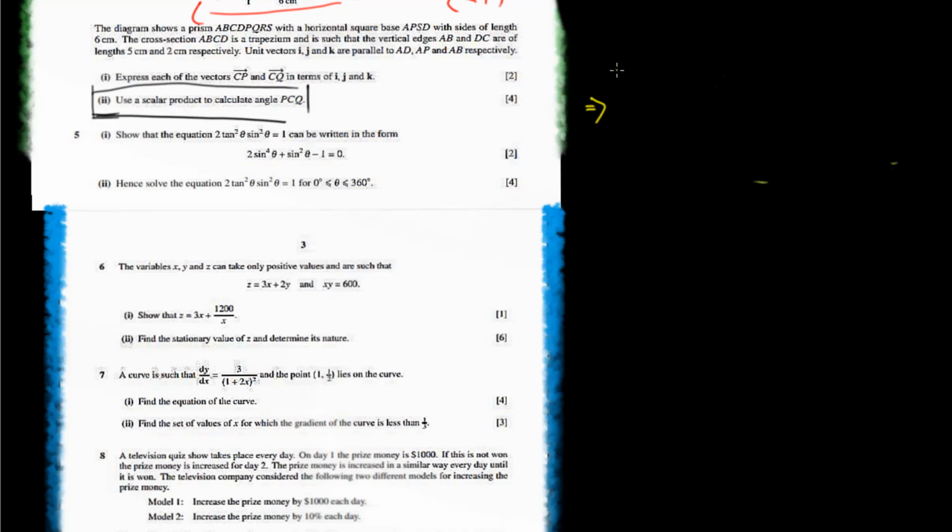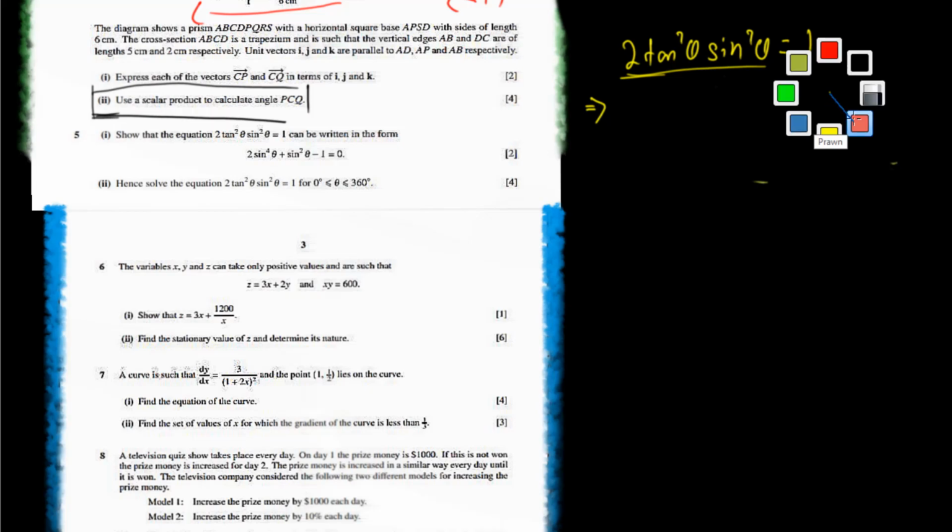Show that the equation 2 tan square theta sine square theta is equal to 1 can be written in the form 2 sine 4 theta plus sine squared theta minus 1 is equal to 0. You will notice in the form that we need to convert, you only have sine. That means we need to convert this entire thing into sine.